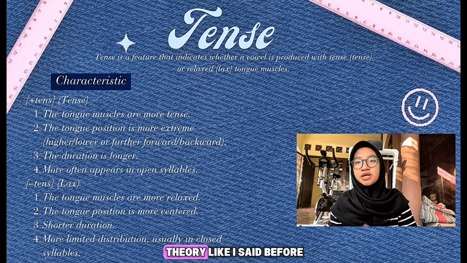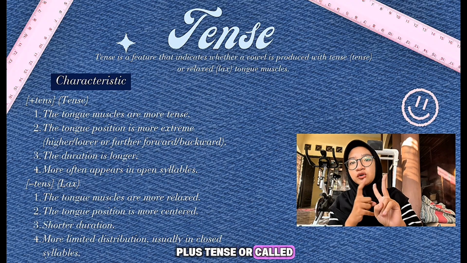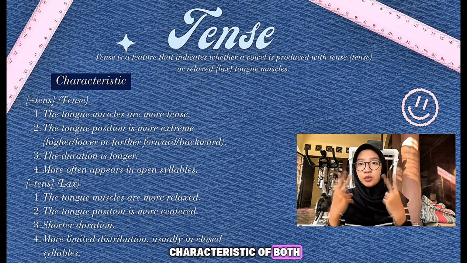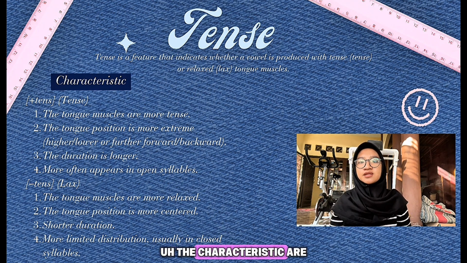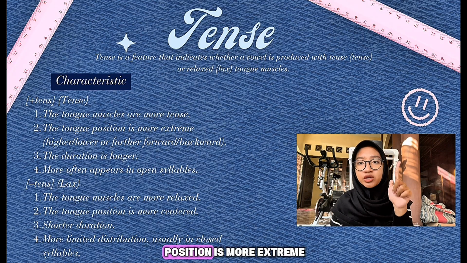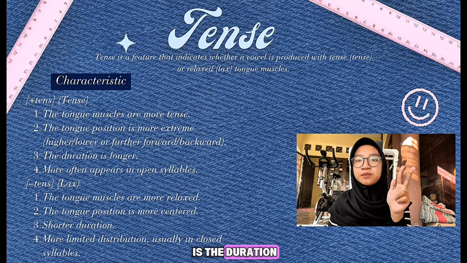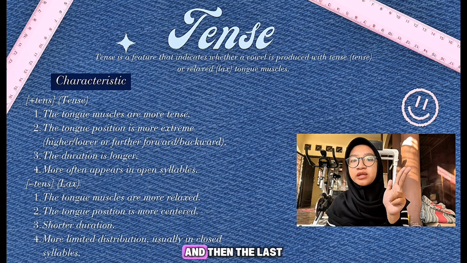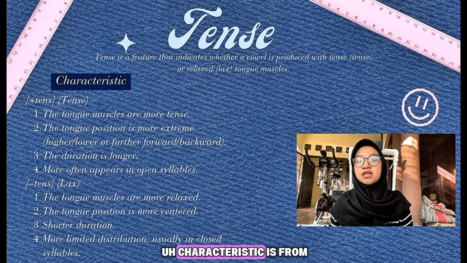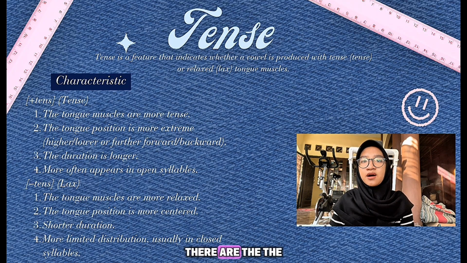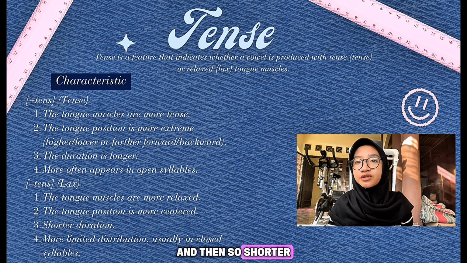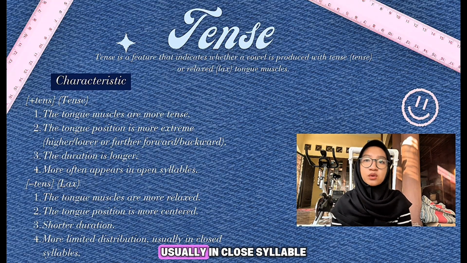And then minus tense sounds are produced without considerable muscular constriction, resulting in shorter and more centralized sounds. In vowel theory, like I said before, there are plus tense, or tense vowels, and minus tense, or relaxed vowels. The characteristics of plus tense are that the tongue muscle is more tense, the tongue position is more extreme, the duration is longer, and it more often appears in open syllables. The characteristics of minus tense are that the tongue muscles are more relaxed, the tongue position is more centered, the duration is shorter, and the distribution is more limited, usually in closed syllables.